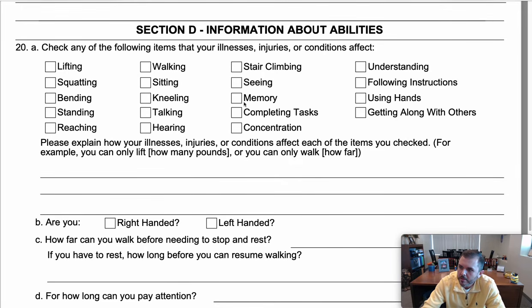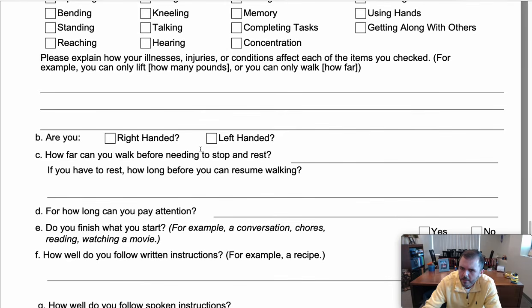Memory, and that's even short term or long term. If you've noticed any memory deficits, you want to check that box. Completing tasks, concentration, understanding, following instructions, getting along with others. We've touched on that. Using your hands, they threw that in at the end, but you do want to make sure you check that if you have any problems using your hands. Are you right or left-handed?